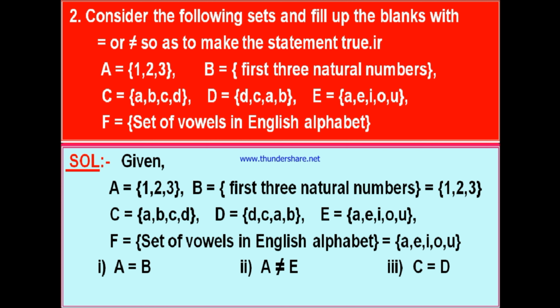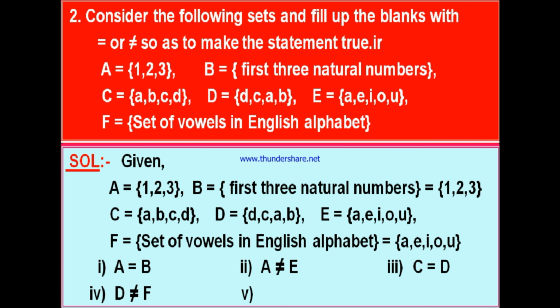Third bit, C dash D. Look at C and D. The elements in C are A, B, C, D. The elements of D are also A, B, C, D. The order is different, but the same elements you can find in both C and D. Therefore, they are equal sets. C is equal to D.